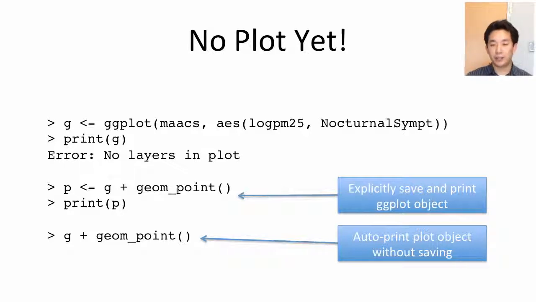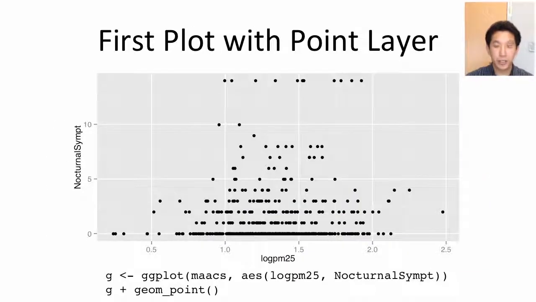In this first example, I saved the modified object to something called p, but you don't have to do that. I could have just said g plus geom_point, and then the plot will have auto-printed to the screen. So you can use auto-printing, or if you want to save the object, you can. Here's the plot with the point layer added onto it. I've reproduced the code down here at the bottom for your reference. You can see that the default for the points is a solid, filled circle, and I used the default because I didn't specify anything different. And so here are the data.